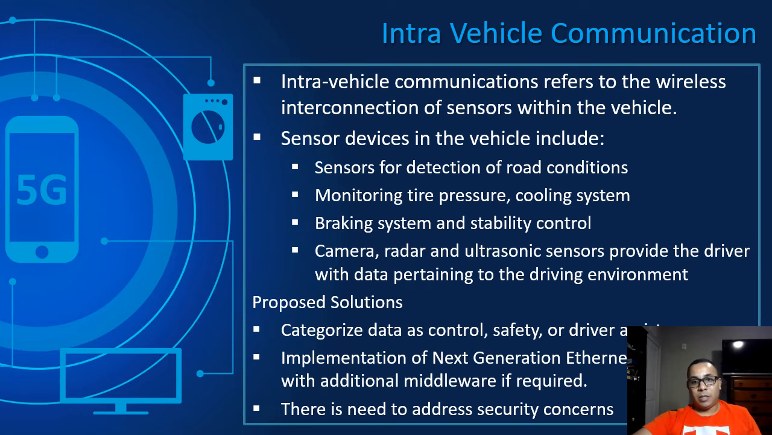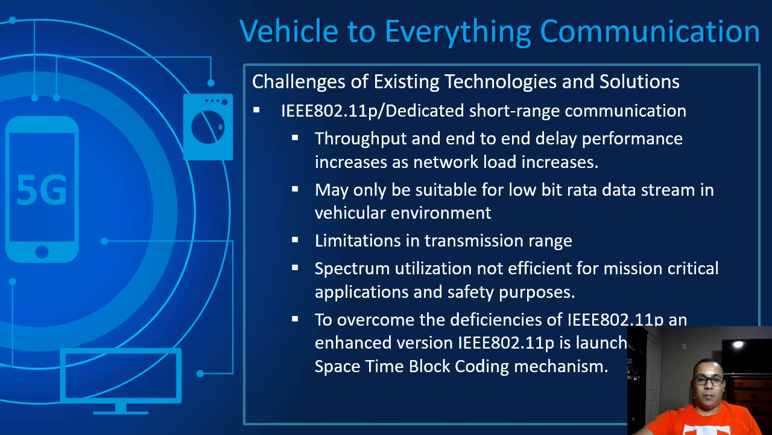Now, here are some of the solutions that are proposed to be implemented: break down data in categories. Now, implementation of next generation Ethernet, which means wire connections with additional hardware if required. Now, security concerns are in place.